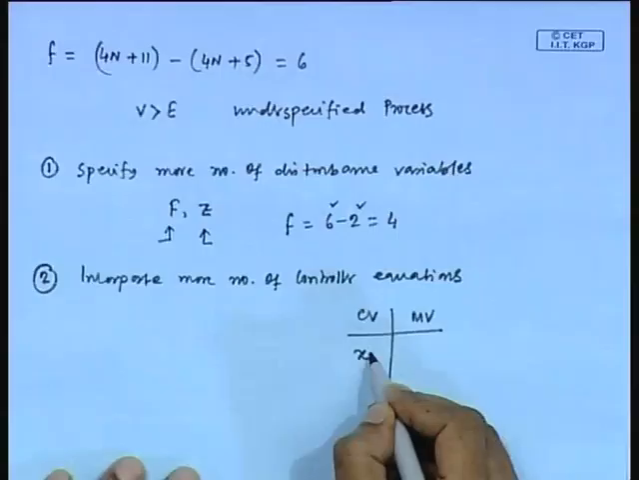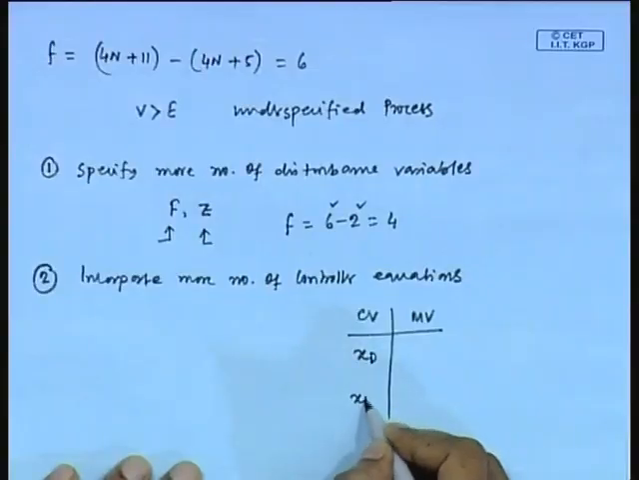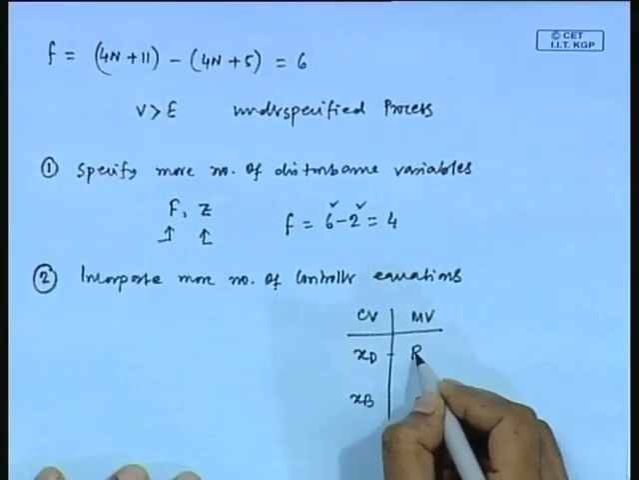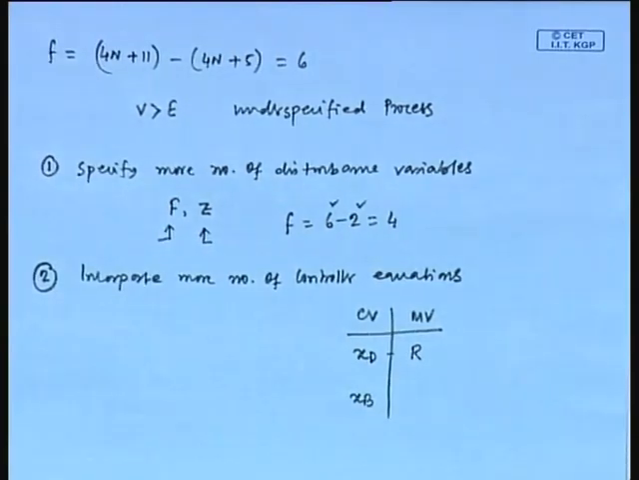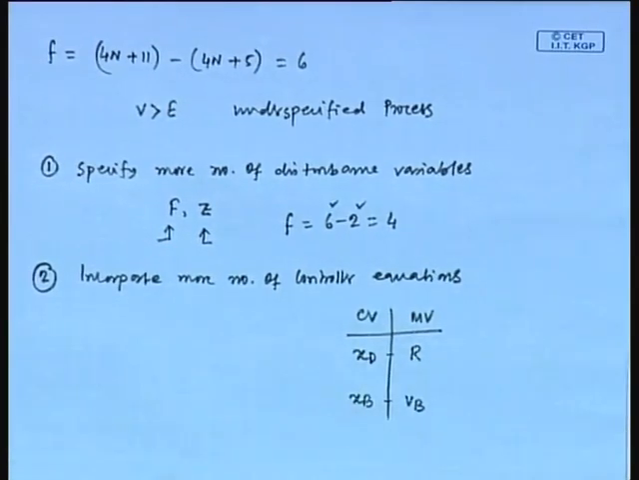Fine. That means we can consider one control variable as top product purity, which is represented by top product composition XD. Another control variable we can consider is the bottom product composition, XB. Now, what will be the manipulated variable? For XD, we can consider the manipulated variable, that is reflux flow rate. And for the bottom purity, we can consider the manipulated variable as vapor boil up rate. These are the standard controlled variable manipulated variable pairs.